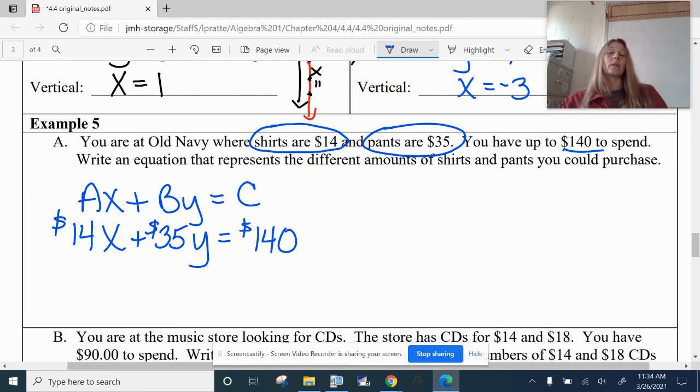Now, it says you have up to 140, so technically this would be an inequality here. It would be less than or equal to 140 because you don't have to spend all your money. But we're not really getting into inequalities until maybe next week, so I'm not going to focus on that just yet. But this is how you would set that up. So then you could figure out if you had, let's say 5 shirts, how many pairs of pants could you buy, or vice versa.